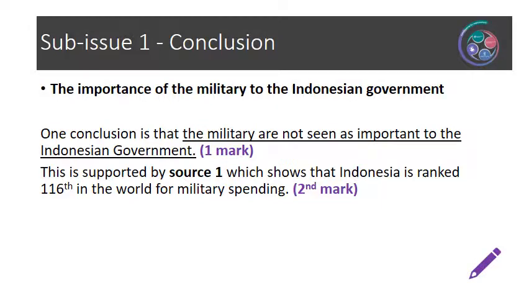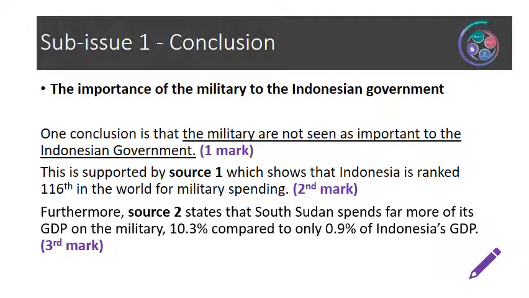And we can add that information into our overall first conclusion, which reads like this. One conclusion is that the military are not seen as important to the Indonesian government, 1 mark. This is supported by source 1, which shows that Indonesia is ranked 116th in the world for military spending. That's your 2nd mark. And then back it up. Furthermore, source 2 states that South Sudan spends far more of its GDP on the military, 10.3%, compared to only 0.9% of Indonesia's GDP, which will get you your first 3 marks.